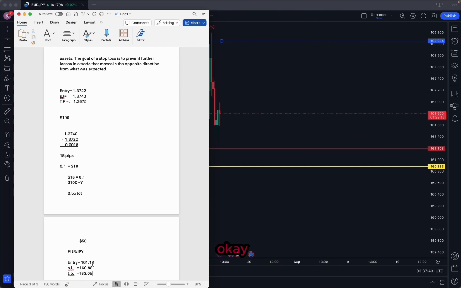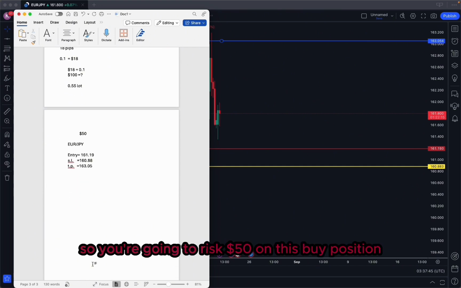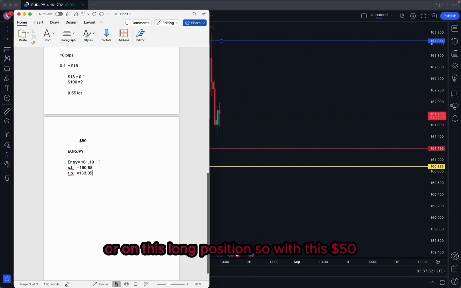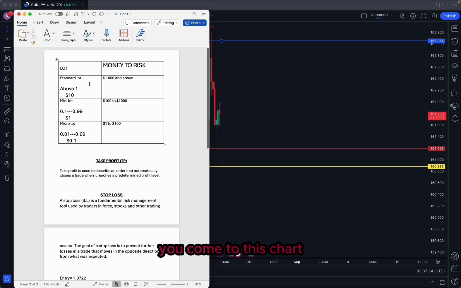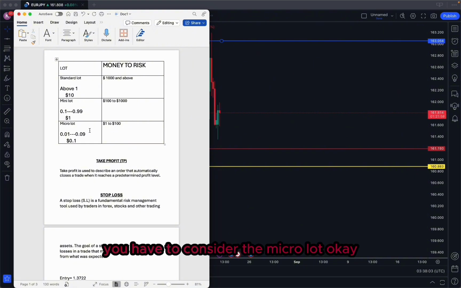Okay, so we are going to risk $50 on this buy position, or on this long position. So with this $50, we come to this chart which shows us that if you are risking anywhere between $1 and $100, you have to consider the micro lots. And the money involved with every pip movement by entering one micro lot is $0.1.